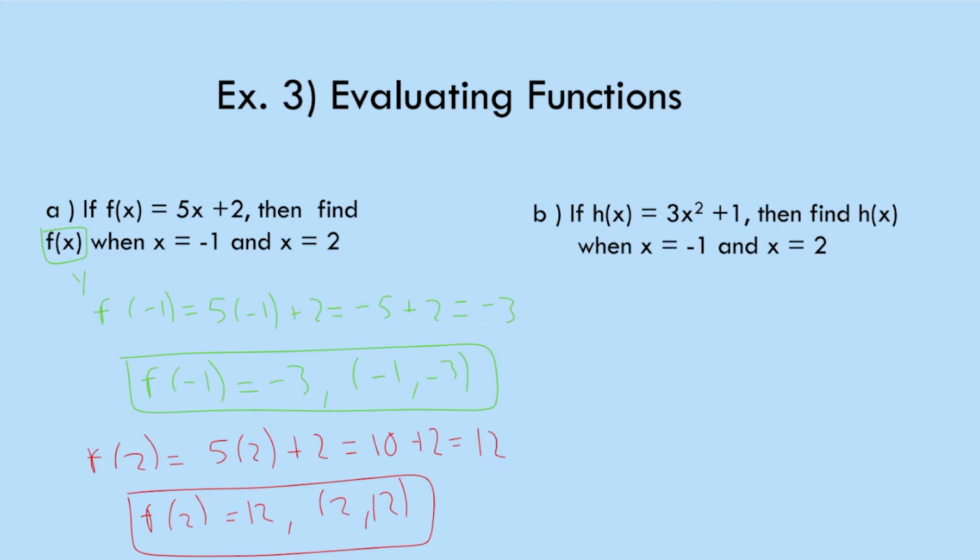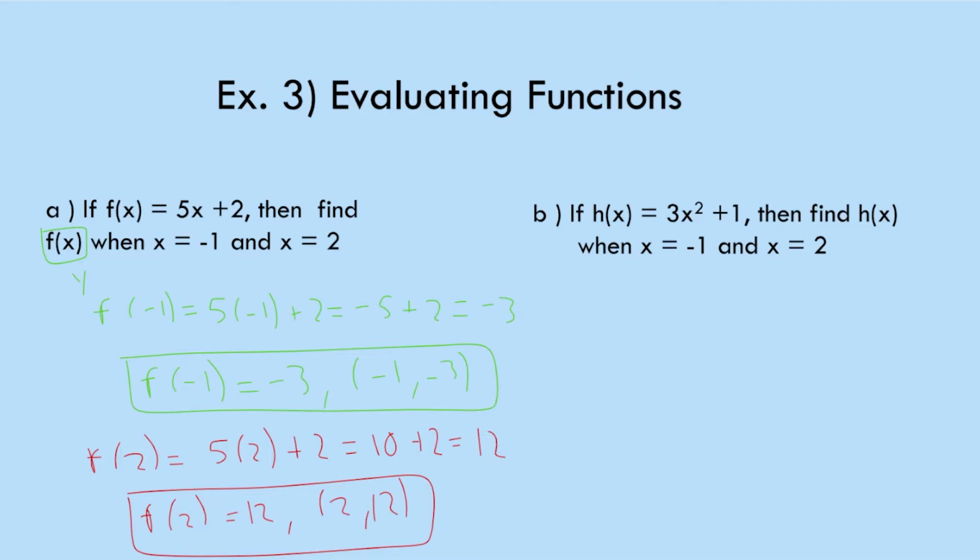Now, B. B is actually a little bit more complicated because of the exponent and what we're going to be plugging in. But let's read it first. It says if h of x, so now my function is called h, different letters means the same thing, it's all y, equals 3x squared plus 1. 3x squared plus 1 is the rule.